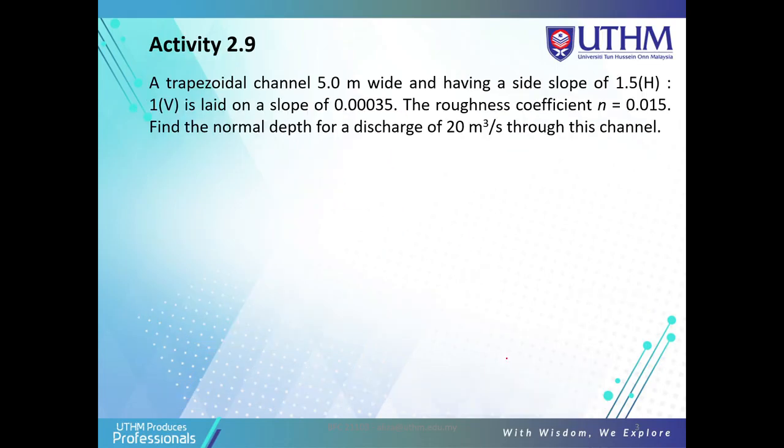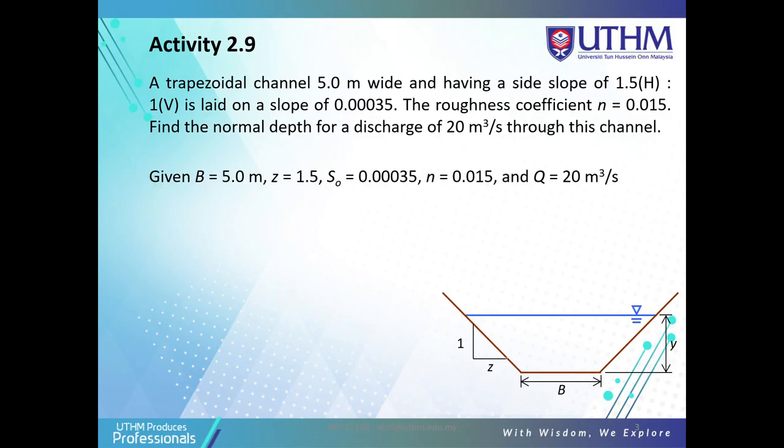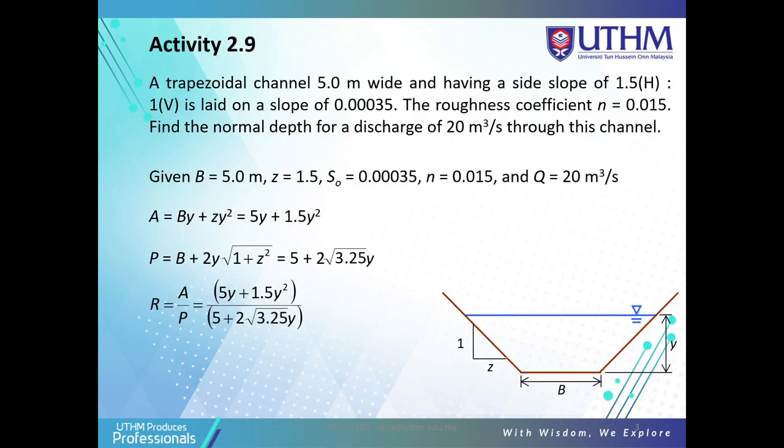Okay, so look at activity 2.9. They give you a trapezoidal channel, 5 meter wide, having a side slope of 1.5 horizontal over 1 vertical, laid on a slope of 0.00035. The roughness coefficient n is given as 0.015. So find the normal depth for a discharge of 20 meter cube per second. So they give you the discharge.